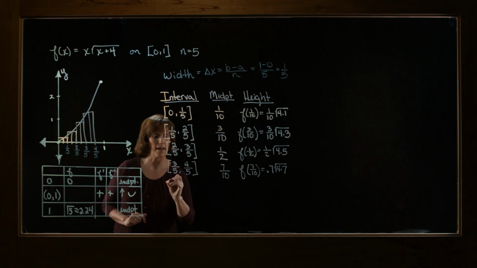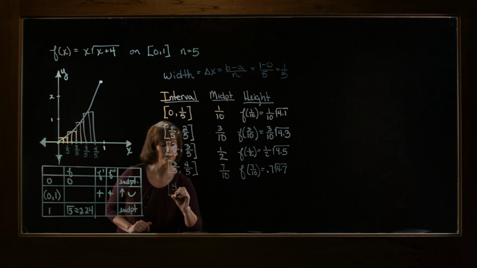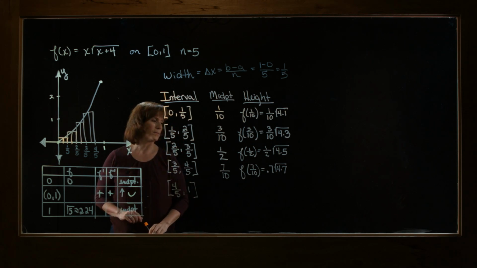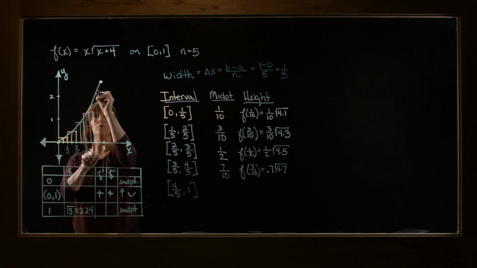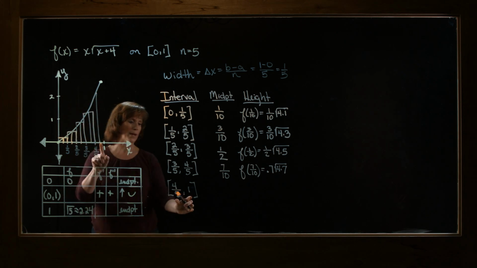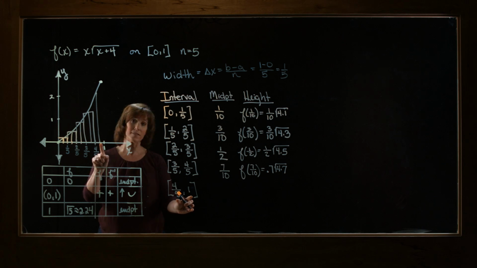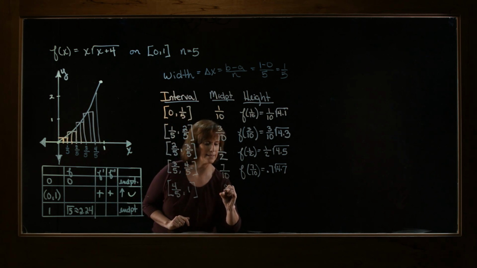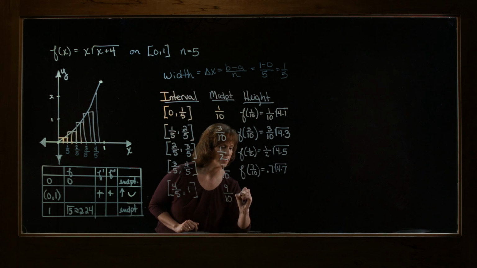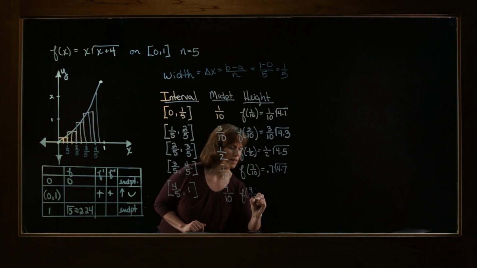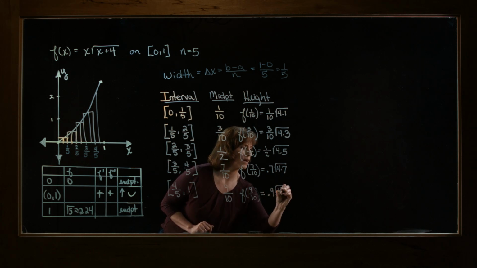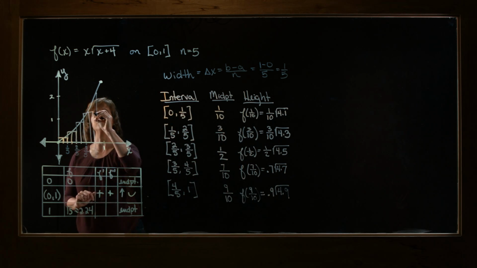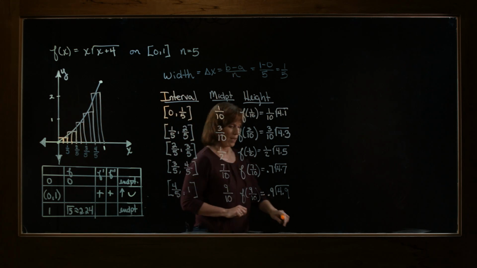Last rectangle, my interval is 4/5 to 1. And I want to look at the midpoint. So I'll look at the midpoint, and that's going to happen when I add these two together, so that'll be 9/5 divided by 2, which is 9/10. And f of 9/10 is going to be 0.9 times the square root of 4.9. And that gives me the height of my last rectangle.